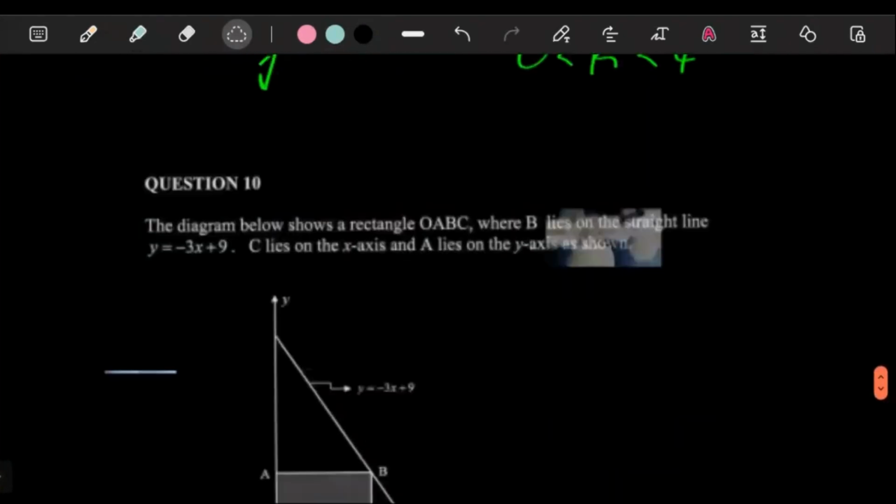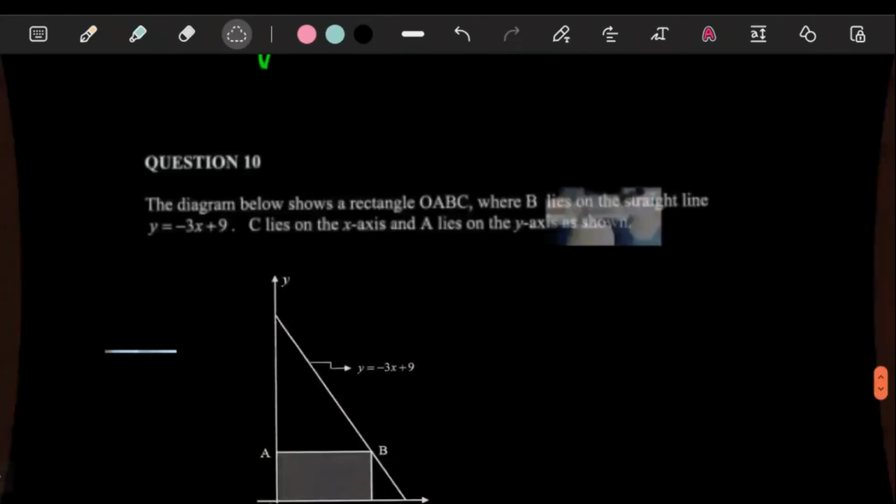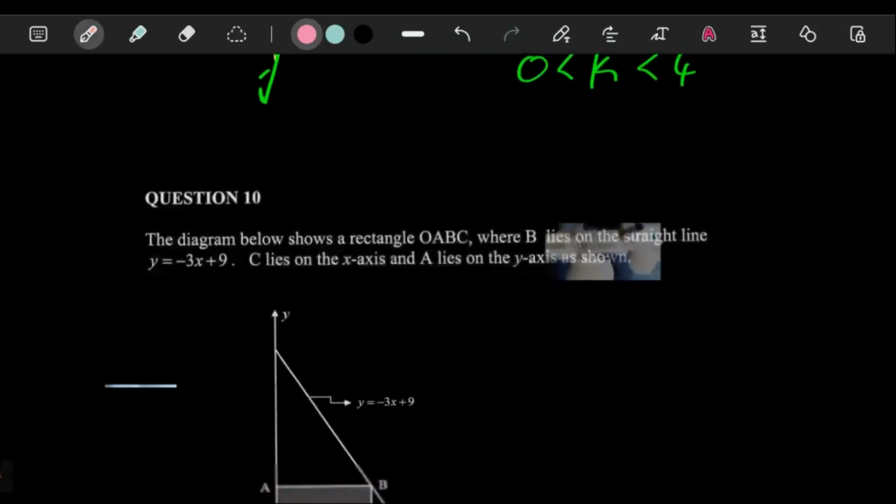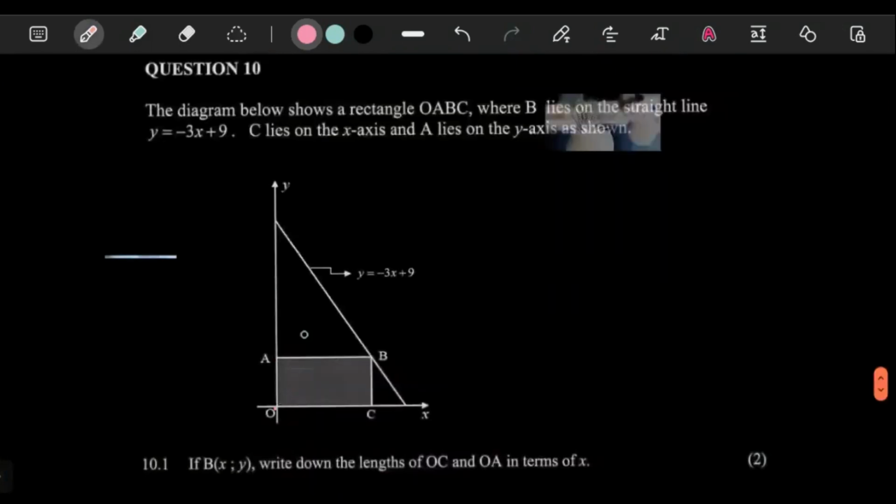So for now, let's move on to question number 10. Okay, 10.1 says the diagram below shows a rectangle OABC. So there's O, A, B, and C over there. And then it says B lies on a straight line, which has this equation. Then it says C lies on the x-axis, and A lies on the y-axis.